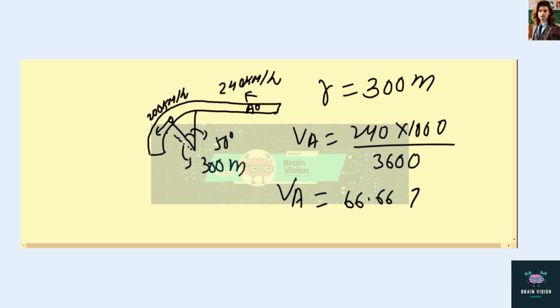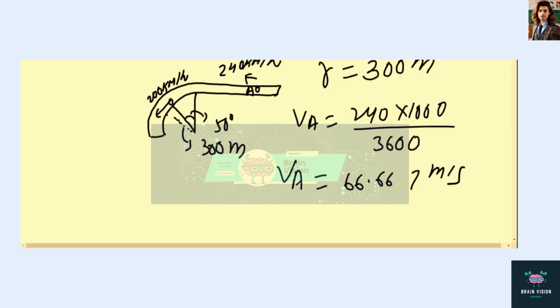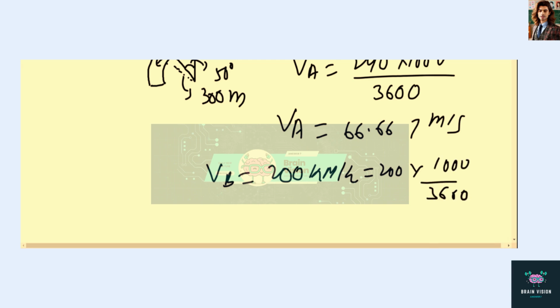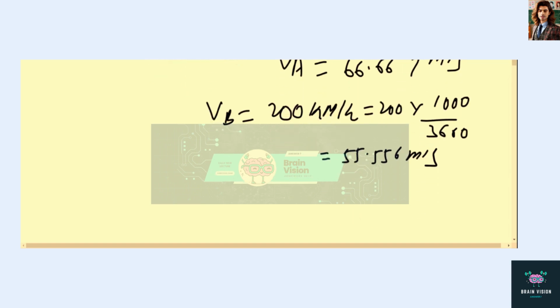66.667 meter per second, and VB, which is 200 km per hour, we will multiply 200 by 1000 upon 3600. So this basically becomes 55.556 meter per second, and theta, which is already given here, is 50 degrees.